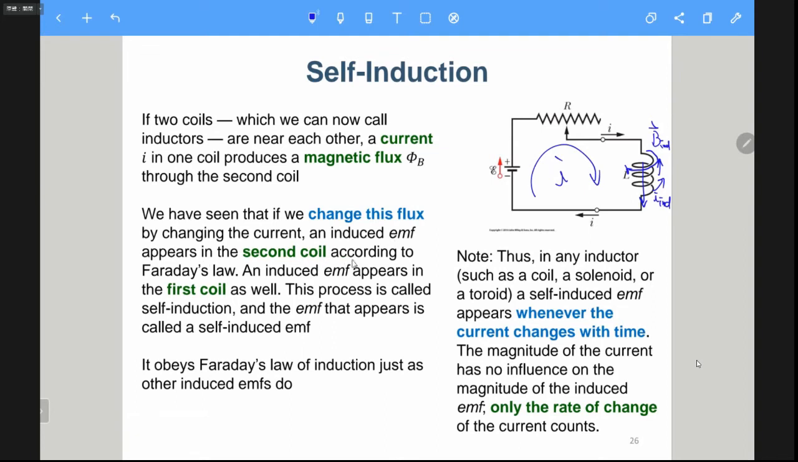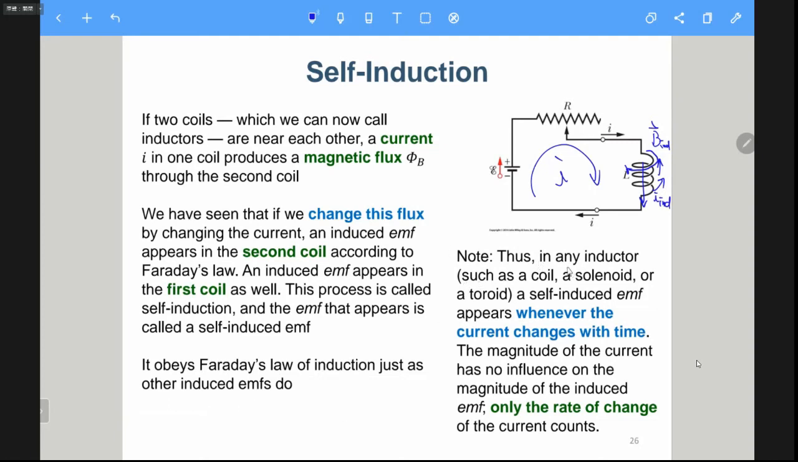Okay, so there is an induced EMF in the first coil as well. This process is called self-induction, 自感应, and the EMF that appears is called a self-induced EMF. It obeys Faraday's law of induction, just as other induced EMFs do.